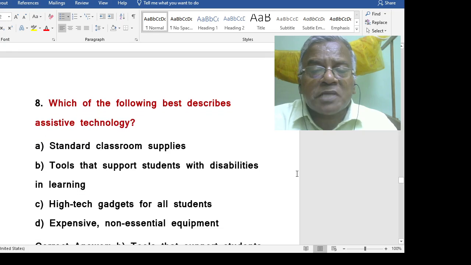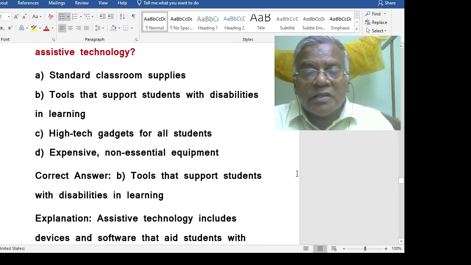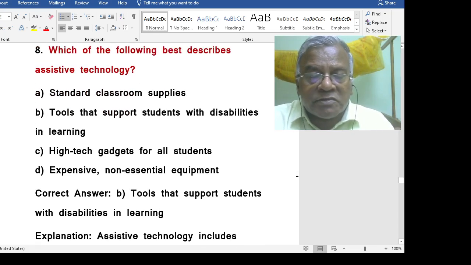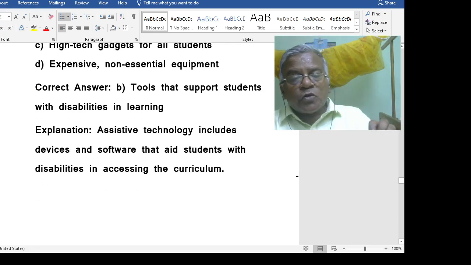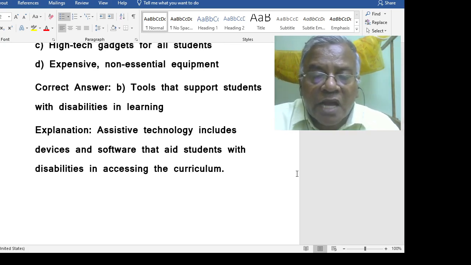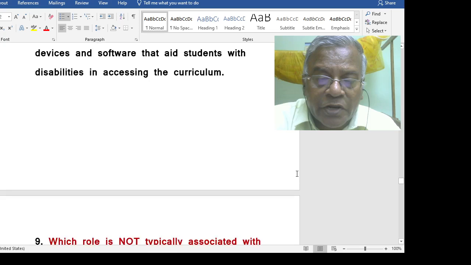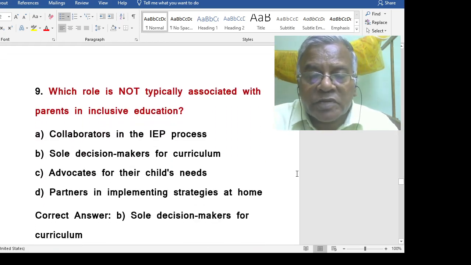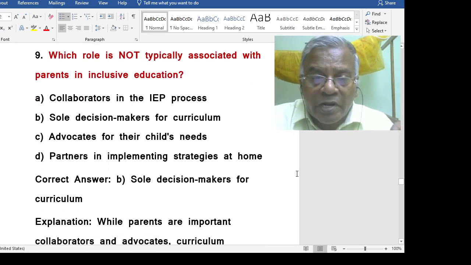Which of the following best describes assistive technology? They are tools that support students with disabilities in learning, that is assistive technology. Assistive technology includes devices and software that aid students with disabilities in accessing the curriculum. Which role is not typically associated with parents in inclusive education?